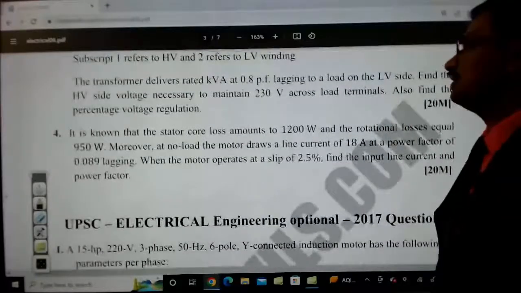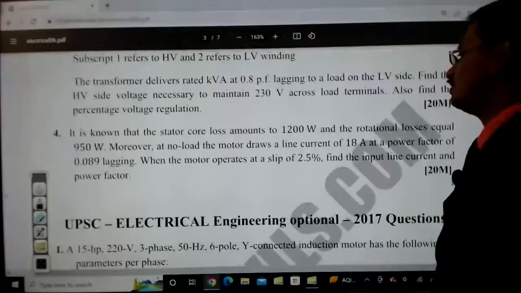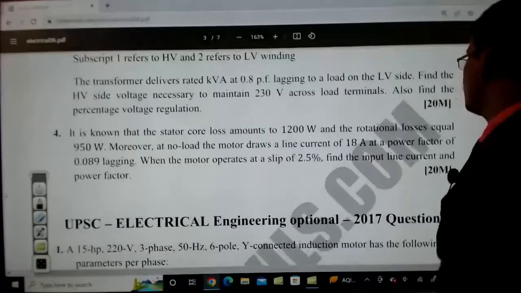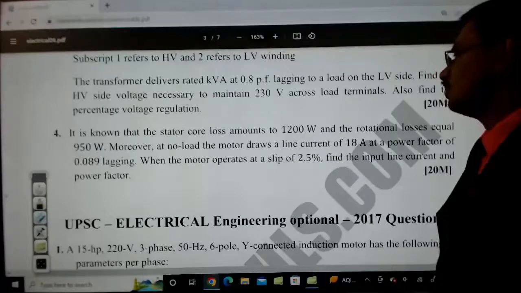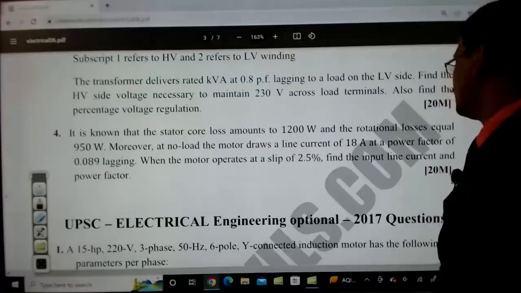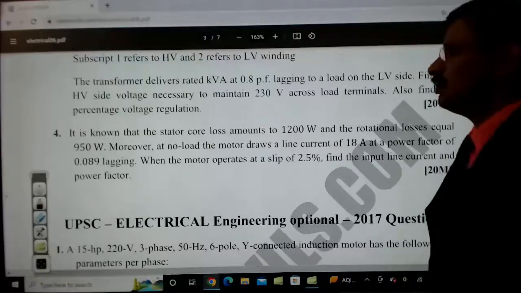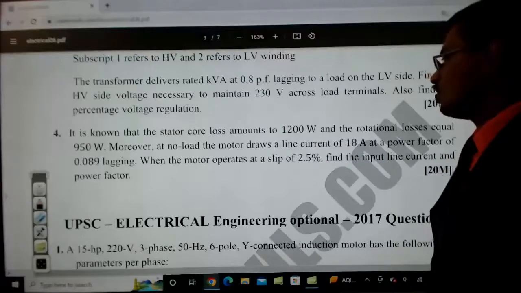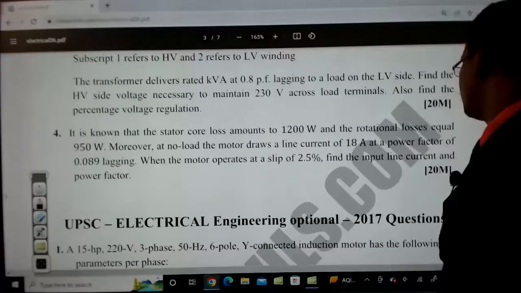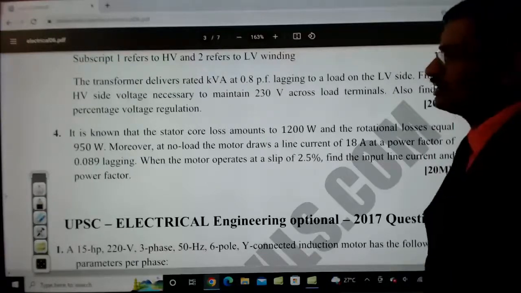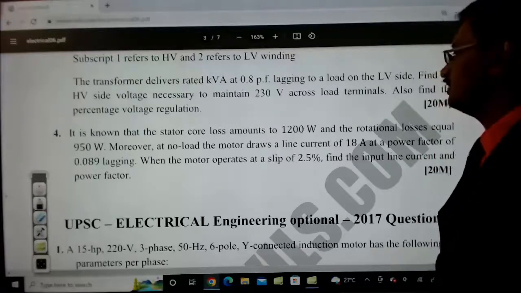It is known that the stator core loss amounts to 1200 watts and the rotational losses are equal to 950 watts. Moreover, at no load, the motor draws a line current of 18 amperes at a power factor of 0.089 lagging. When the motor operates at a slip of 2.5%, find the input line current and power factor, right? So this is also a standard question, right?